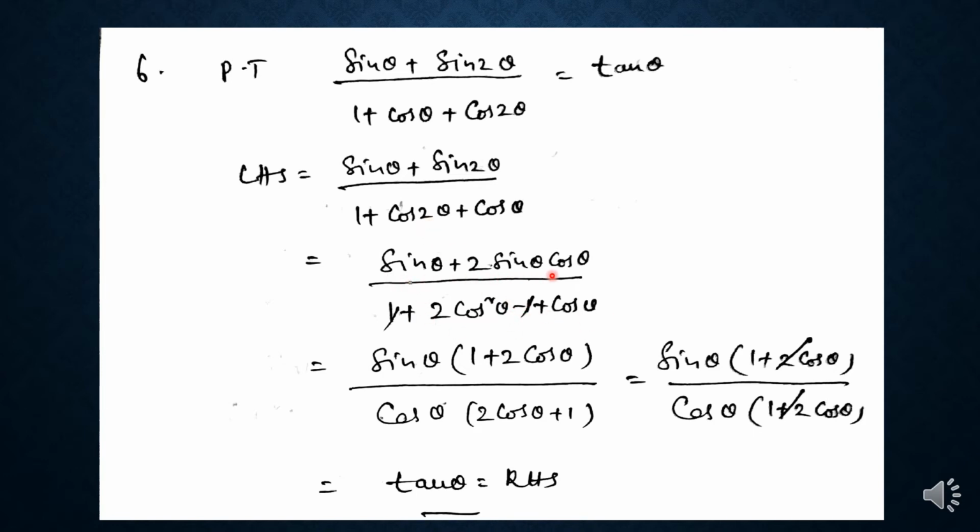So in the numerator, sin theta is common in the two terms. By taking sin theta as common, this becomes sin theta into (1 plus 2 cos theta) divided by, here plus 1 minus 1 get cancelled, then 2 cos square theta plus cos theta. This can be written as cos theta into (2 cos theta plus 1). So in the numerator and denominator these two factors are the same, so these two get cancelled. Then we will get sin theta by cos theta, which is equal to tan theta. So this is the required proof. It is equal to RHS.